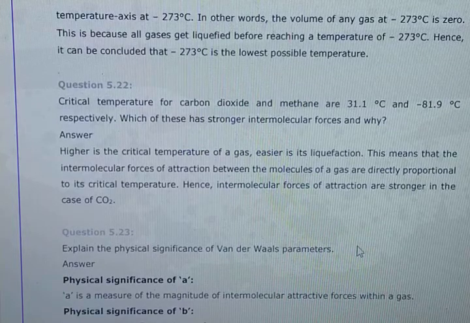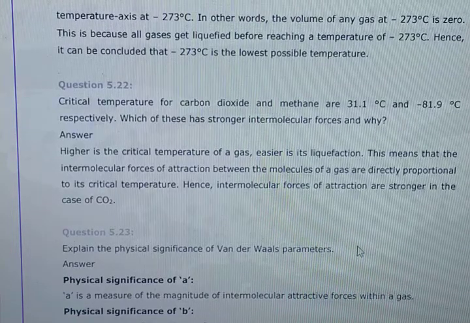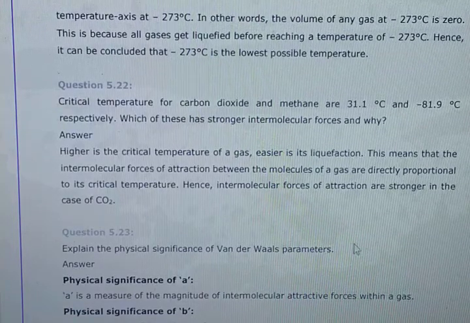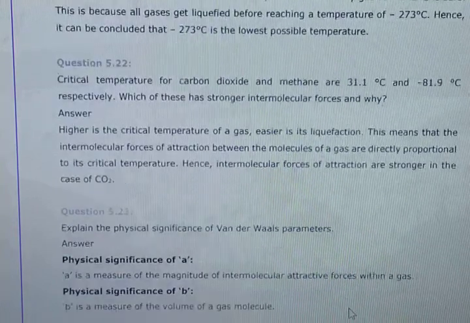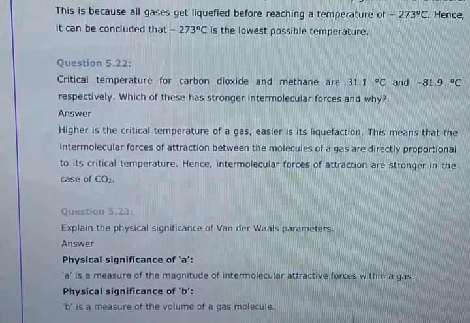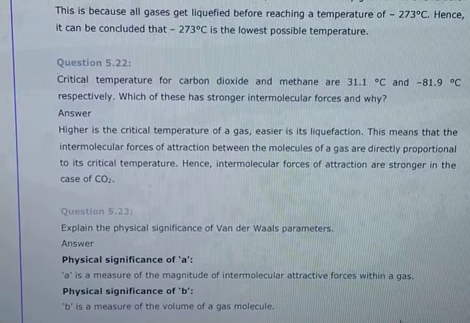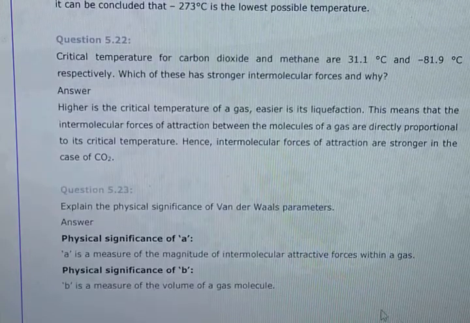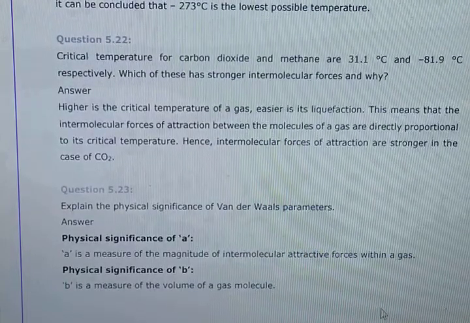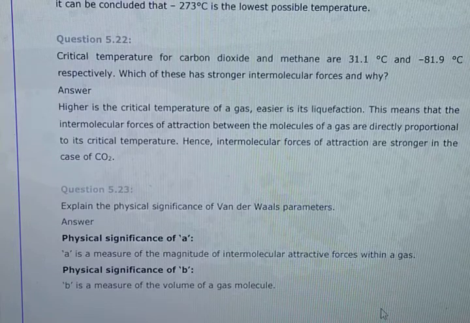Now we are moving towards question number 23. Explain the physical significance of van der Waals parameters. Physical significance of a: a is the measure of the magnitude of intermolecular attractive forces within a gas. Physical significance of b: b is the measure of the volume of a gas molecule.